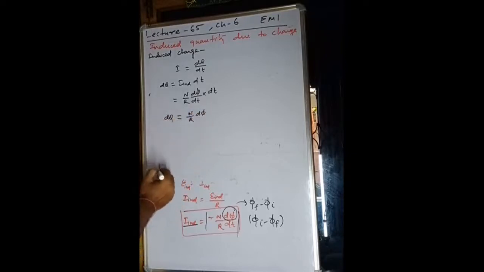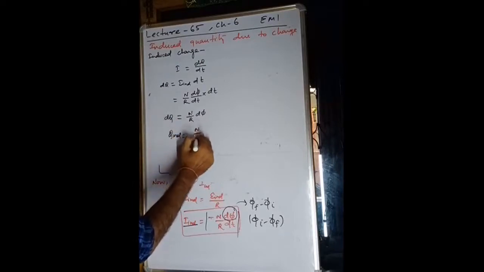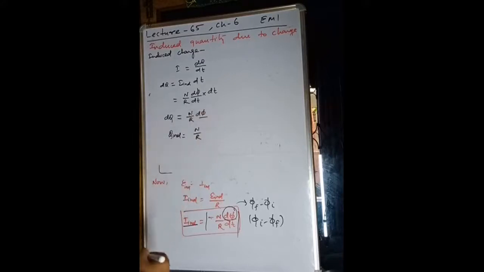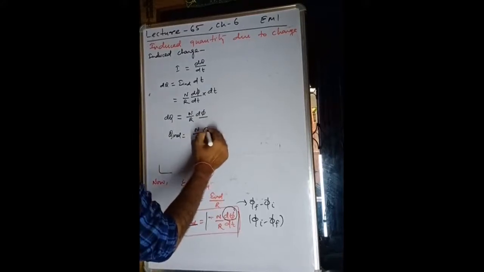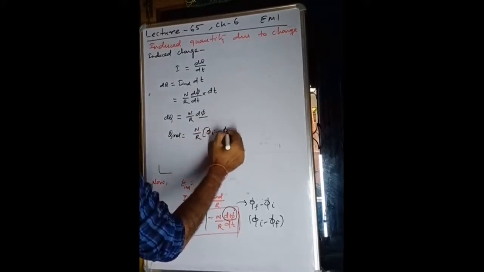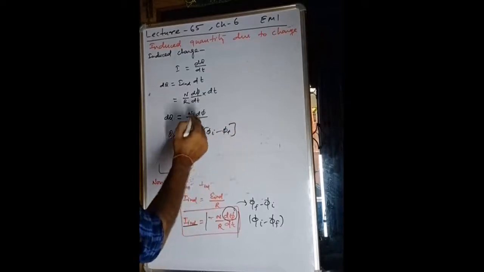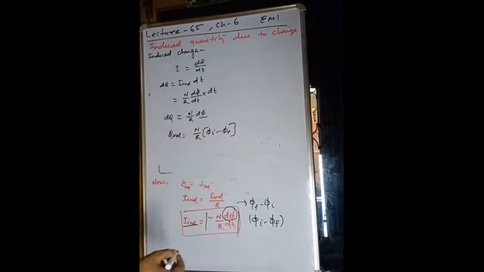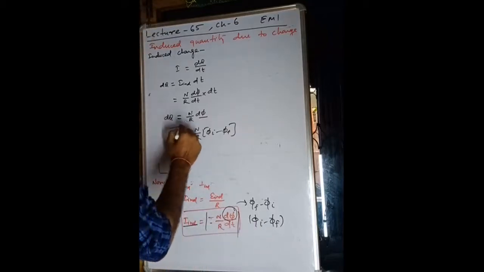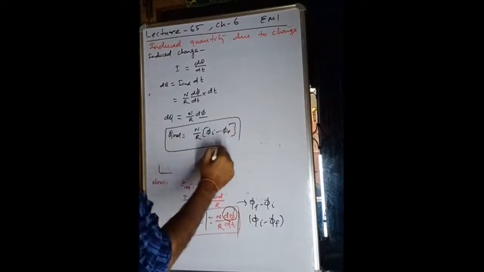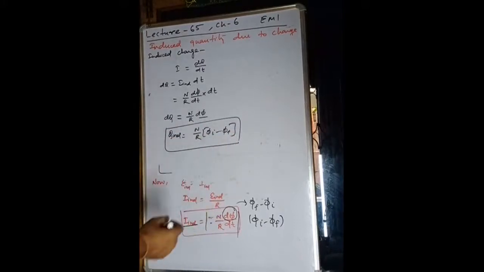Okay, this is dq, that is the charge induced, N by R, and d phi. My dear students, what we can write, this d phi, is phi initial minus phi final. Mathematically this is final minus initial, but we know that this negative sign becomes minus, so it is phi initial minus phi final, and this is the induced charge, that is, the change in flux.